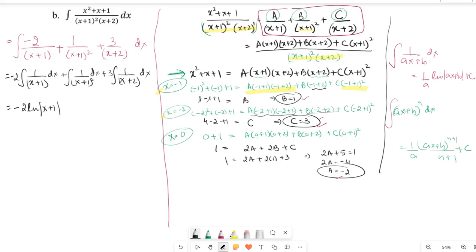The second one here can be written as integral of, instead of the denominator, it can be thought of as (x plus 1) power negative 2. So that is power rule basically. So power add one and divide by the new power, okay? So this is (x plus 1) power negative 2 plus 1 by negative 2 plus 1, plus 3 natural log of x plus 2 plus c.